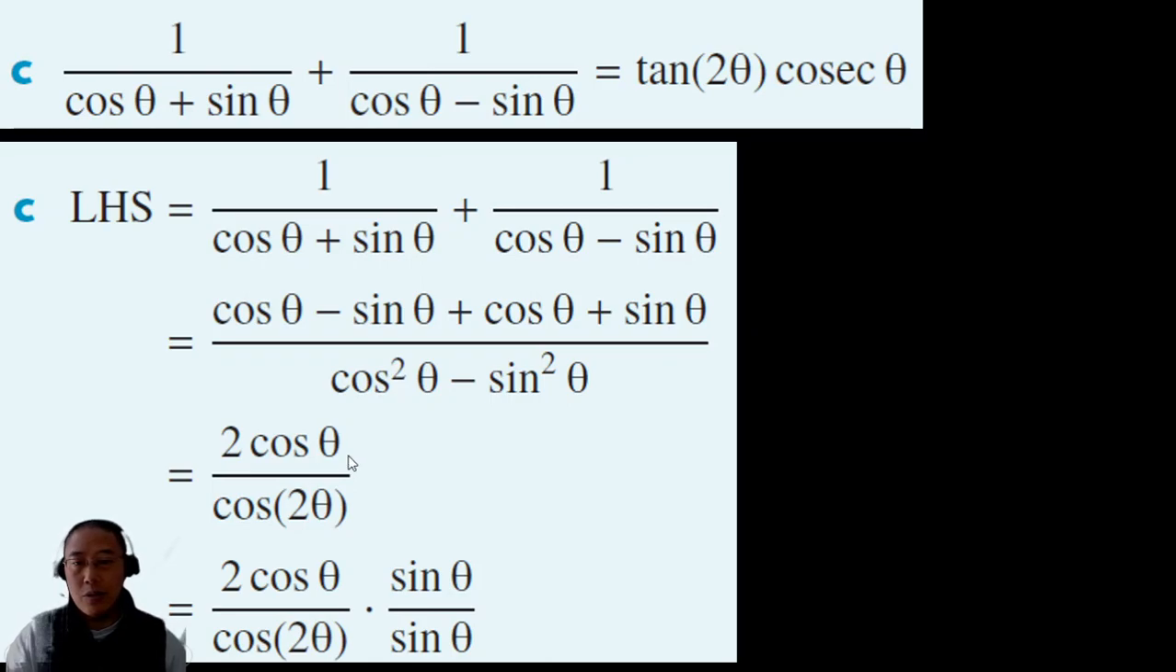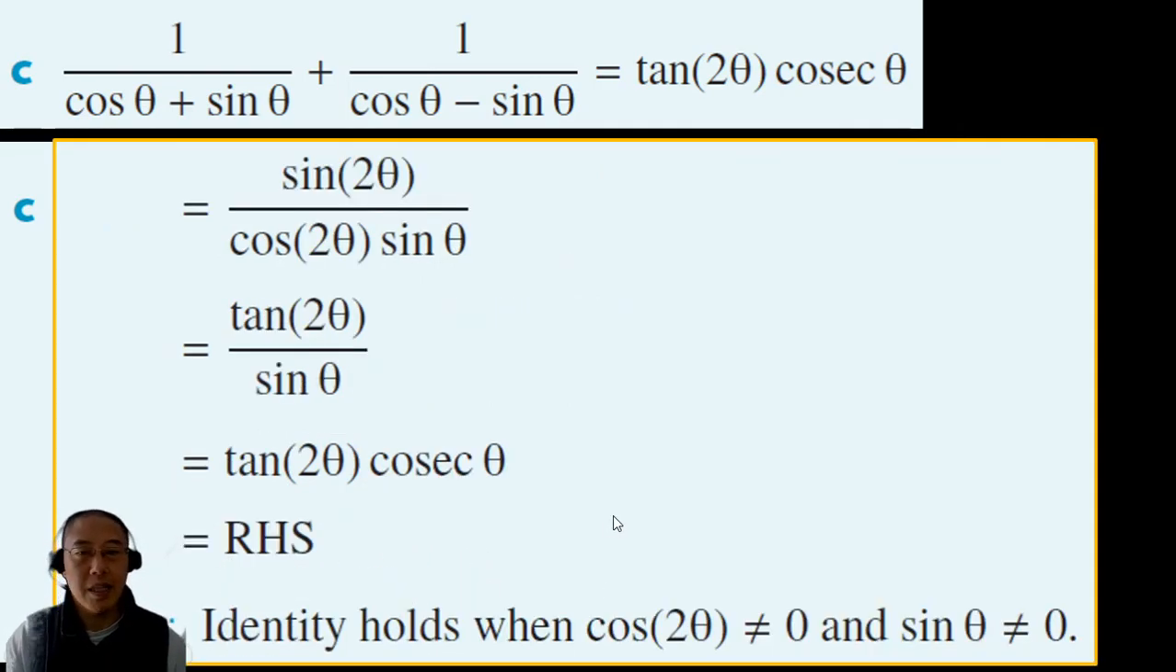Then what we need to do is we make it an equivalent fraction to multiply by sine theta to make appear that double angle property on the numerator of sine. So we get on the numerator sine of 2 theta over cos of 2 theta times sine of theta. Now sine and cos have the same angle, so that's tangent. And 1 over sine is the same as cosec. So now it is equal to the right hand side.